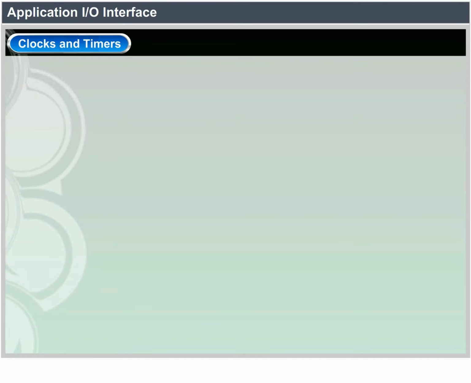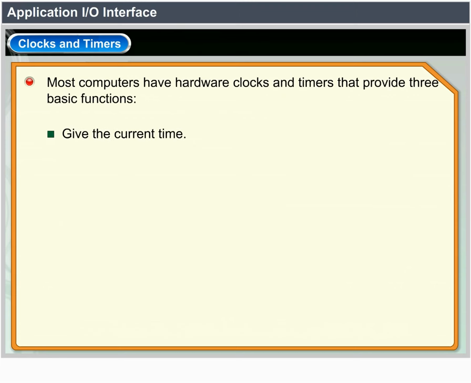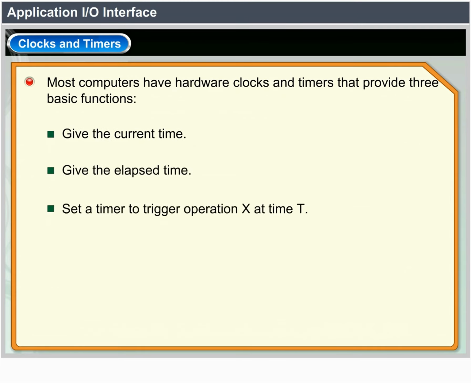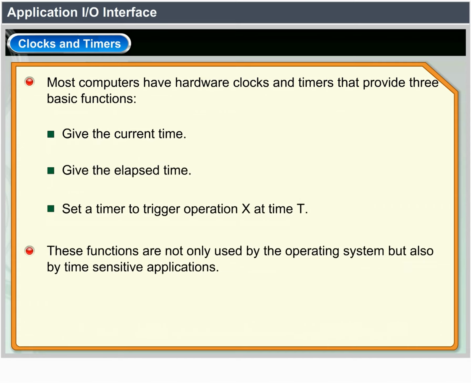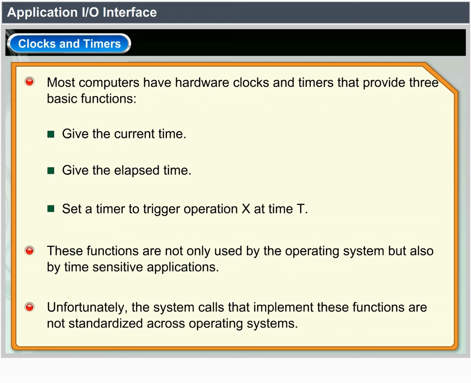Clocks and timers. Most computers have hardware clocks and timers that provide three basic functions: give the current time, give the elapsed time, set a timer to trigger operation X at a time. These functions are used heavily by the operating system as well as by time-sensitive applications. Unfortunately, the system calls that implement these functions are not standardized across operating systems.